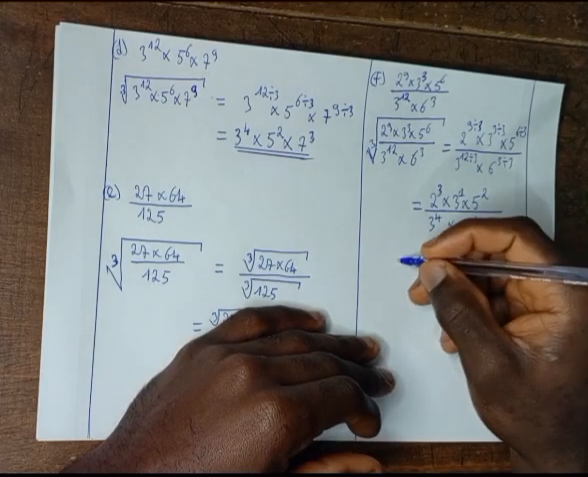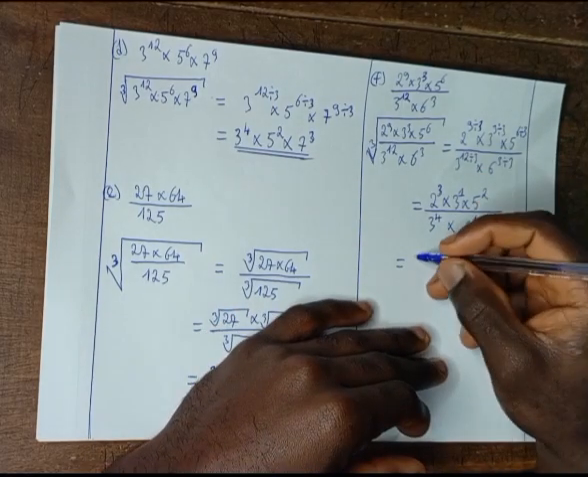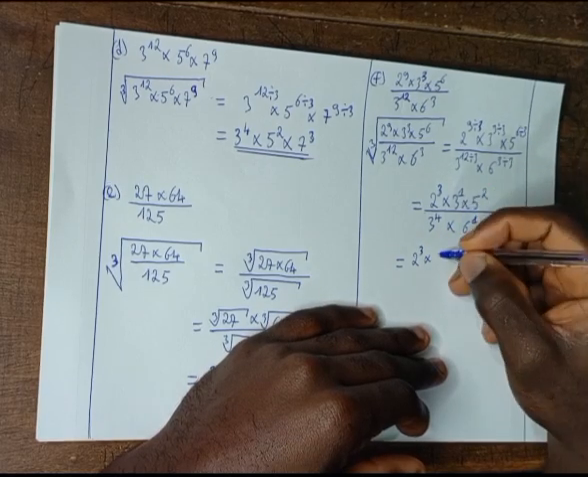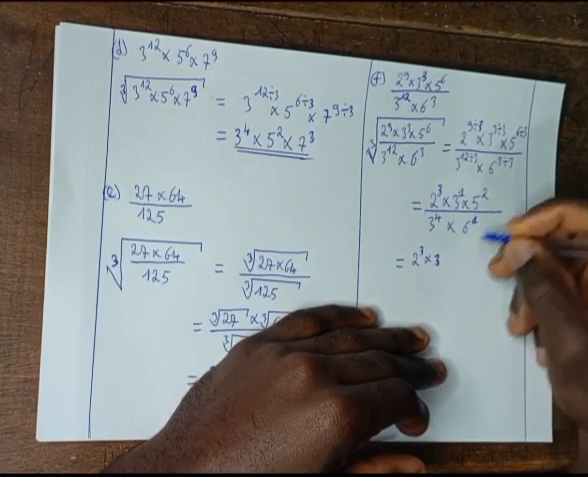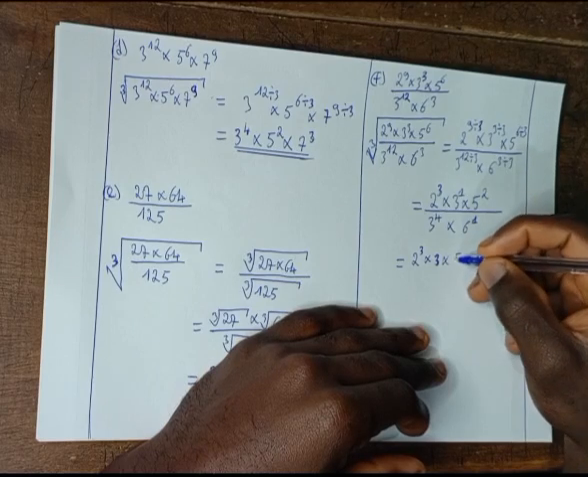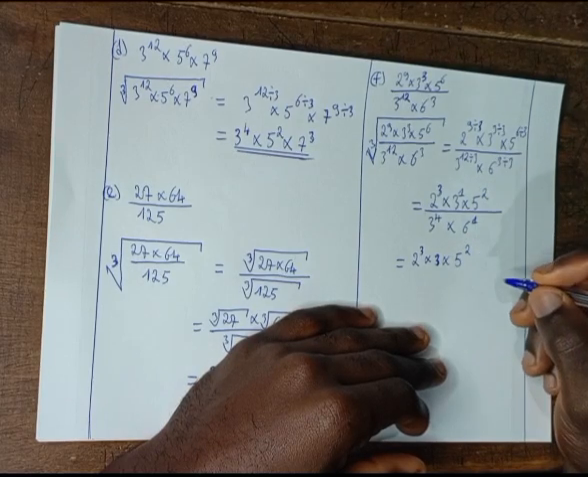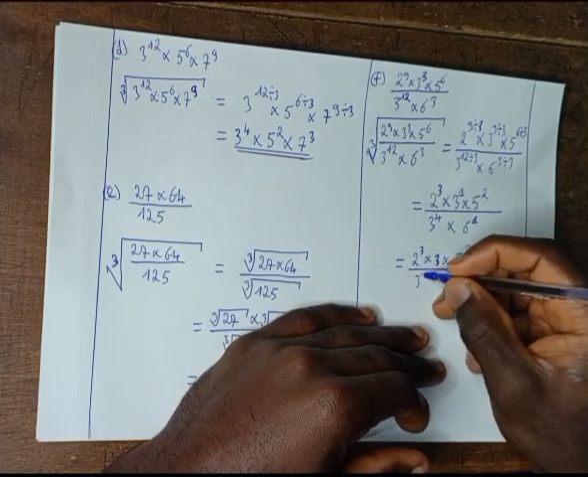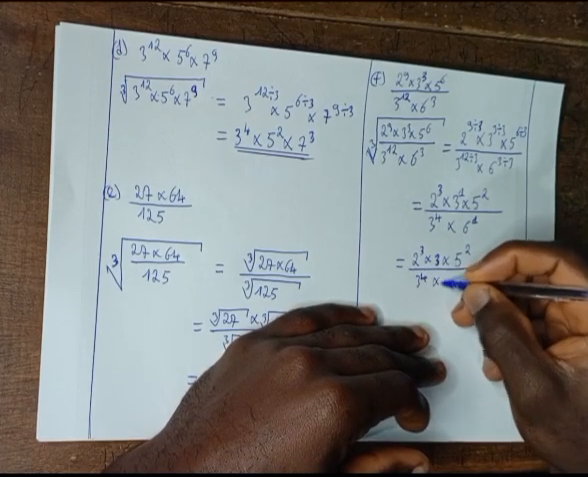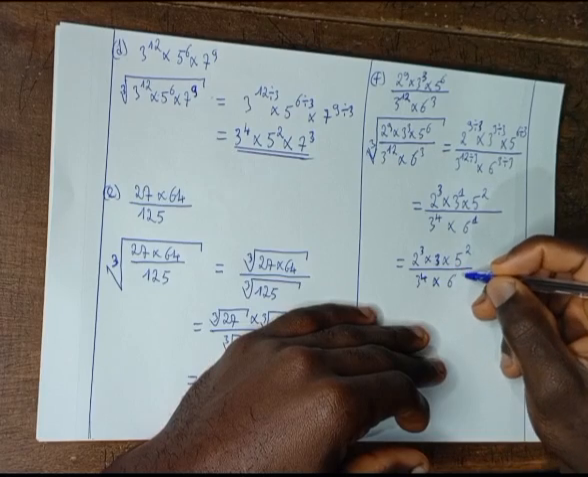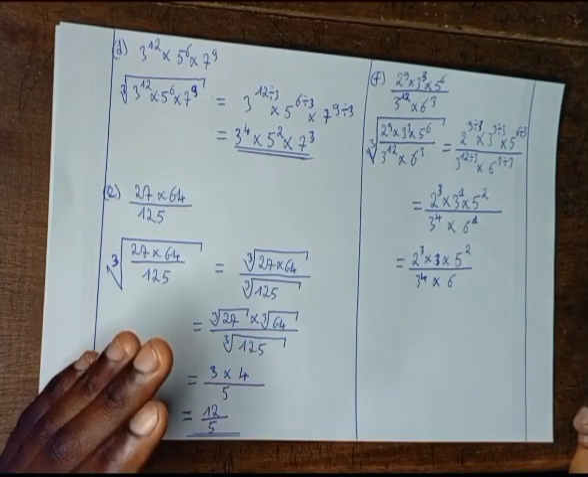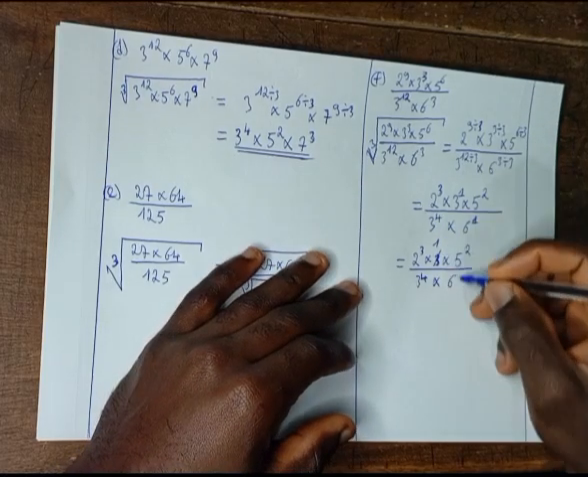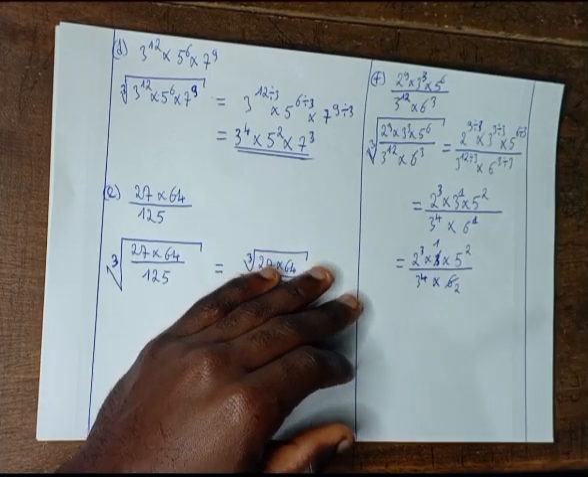So this will simply be equal to 2 raised to the power 3 times 3 raised to the power 1, which simply remains 3, times 5 raised to the power 2, as such, all over 3 raised to the power 4 times 6. 6 raised to the power 1 simply remains 6. You can further simplify. 3 will go here 1 time, 3 will go into 6 here 2 times.